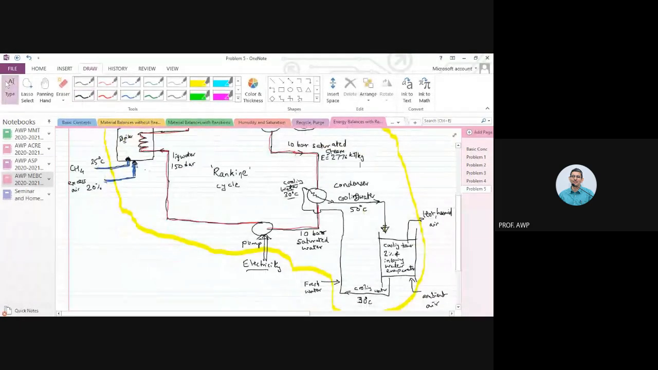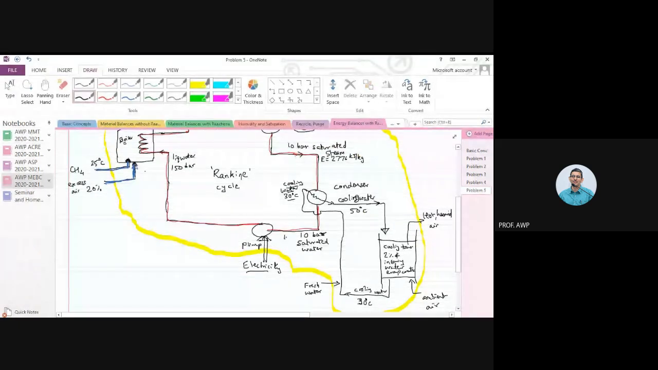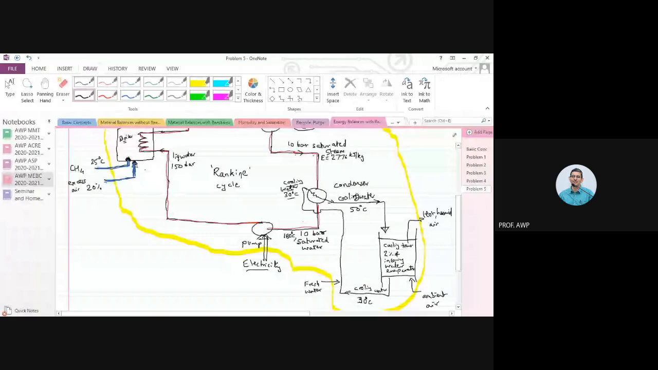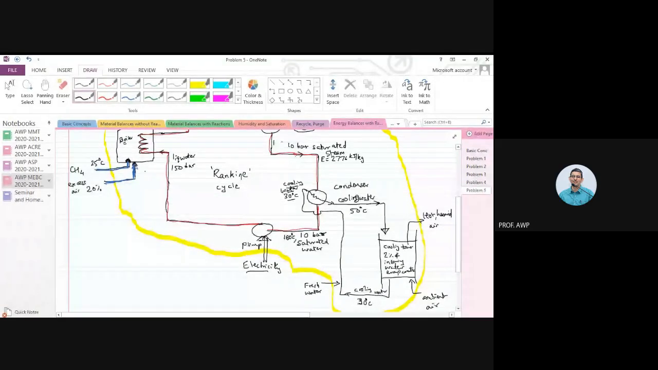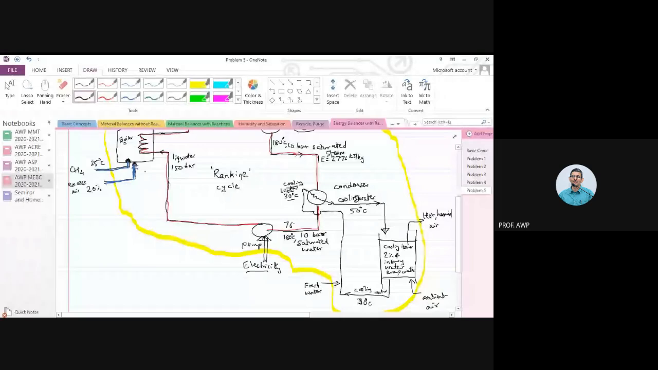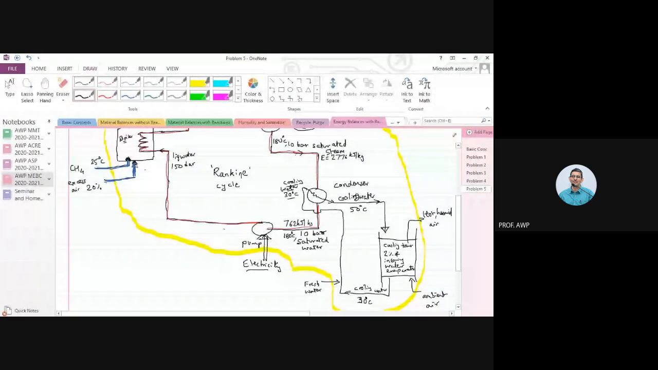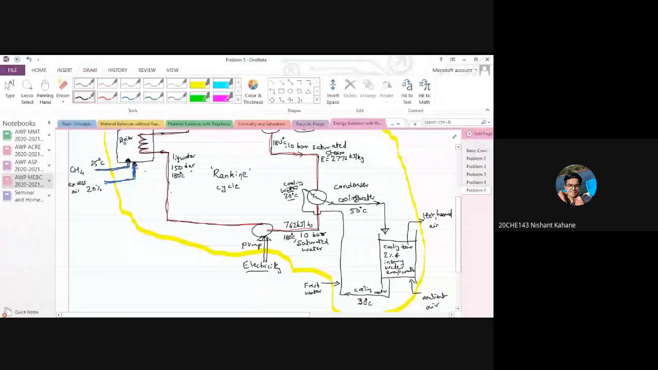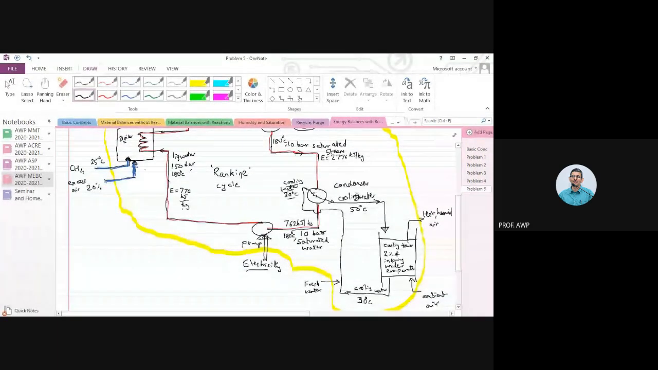10 bar saturated water, this is at 180 degrees centigrade: 762 kilojoules per kg. Now this, 150 bar and 180 degrees centigrade, what was this? 770 kilojoules per kg. Now our problem is complete.